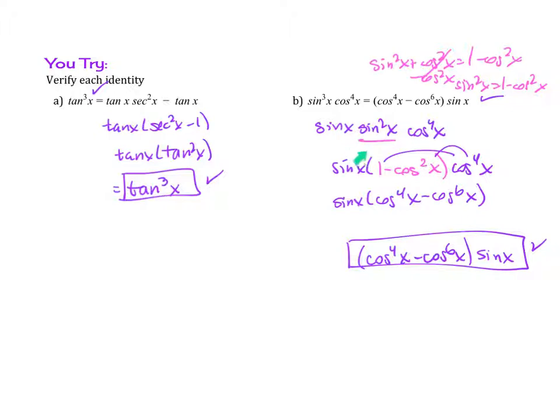For letter B, I worked on the left side, and so what I did is I just changed this to, instead of sine cubed of x, I made it a sine of x and a sine squared of x. Then I changed the sine squared of x to 1 minus cosine squared of x. Then I distributed this side, and so I got sine of x times cosine to the fourth of x minus cosine to the sixth of x. And then trying to make it match this entire right side, I just flipped it. And so I have cosine to the fourth of x minus cosine sixth of x, all multiplied by sine of x.